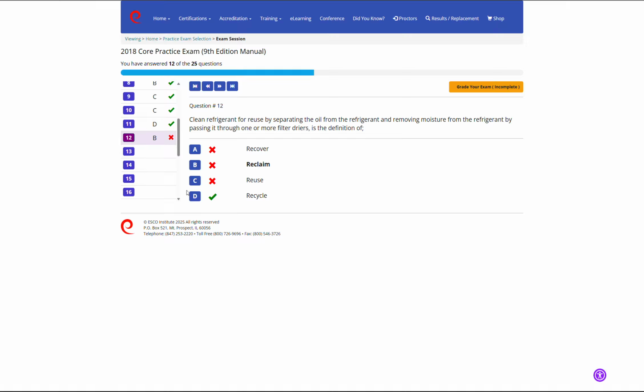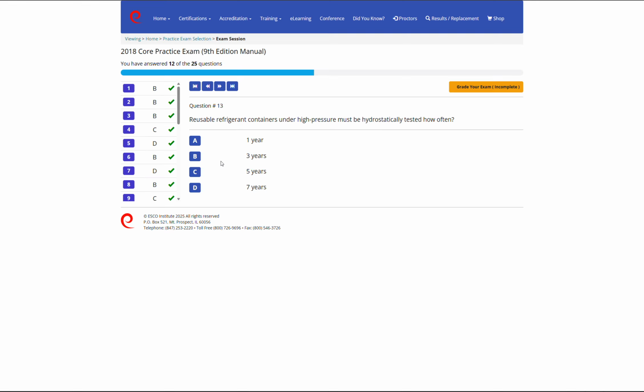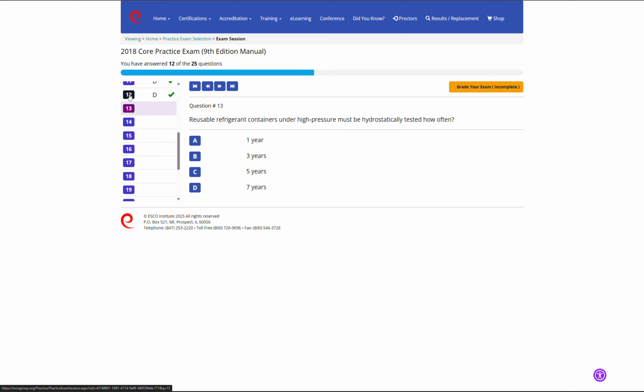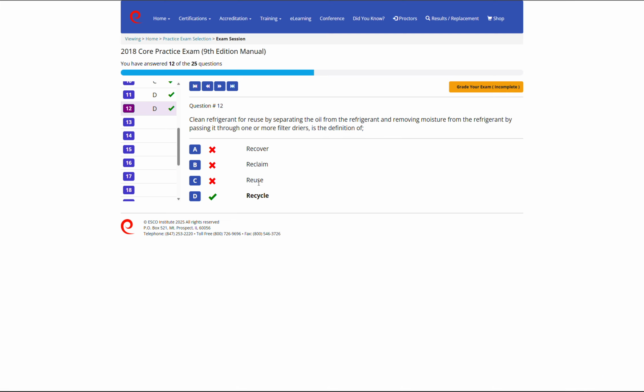Let's try that again. Clean refrigerant for reuse by separating the oil from the refrigerant and removing moisture from the refrigerant by passing it through one or more filter dryers is the definition of recycle. It's not reclaim. No, that's still reclaim, not recycle. Recycle's more basic, like just separating big contaminants. No fancy filtering. Reclaim is when you process it thoroughly with filter dryers to strip oil and moisture, making it pure for reuse. EPA nails it that way on the test. Want to hit another question?